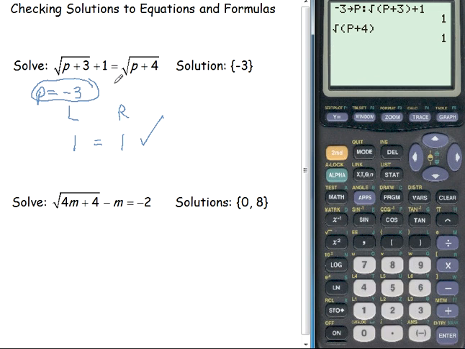In solving the second equation, I got two solutions, 0 and 8. Let's check both of those, but we can only check one at a time. So let's first store 0 for M and see if it makes the left equal to the right.